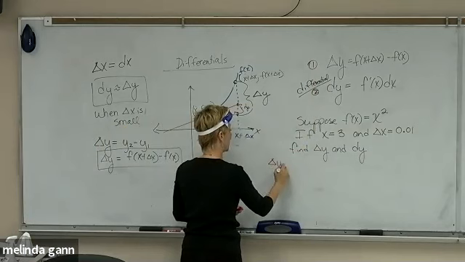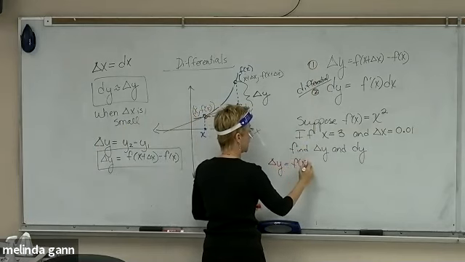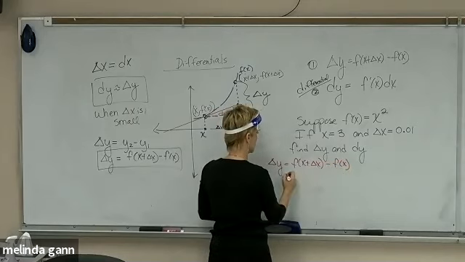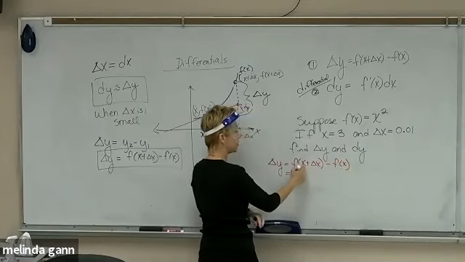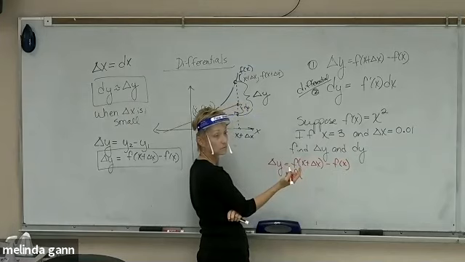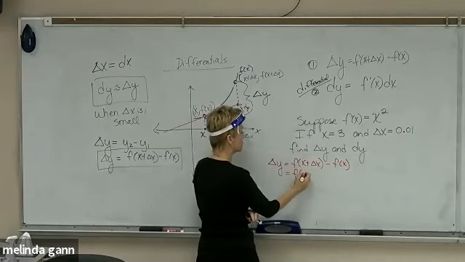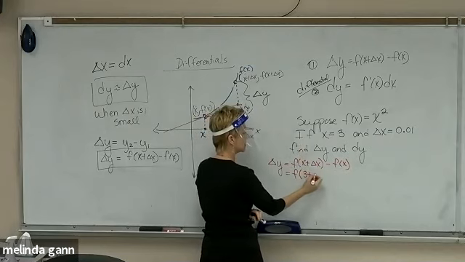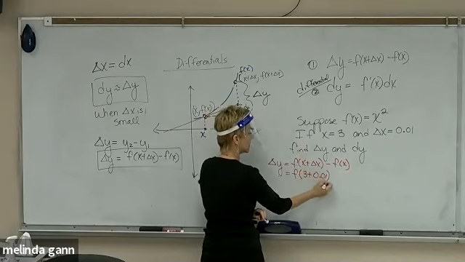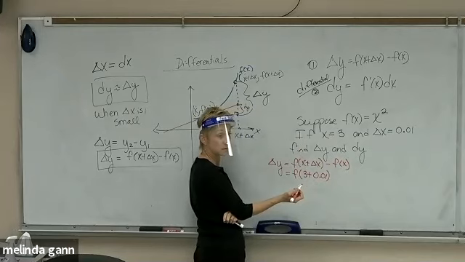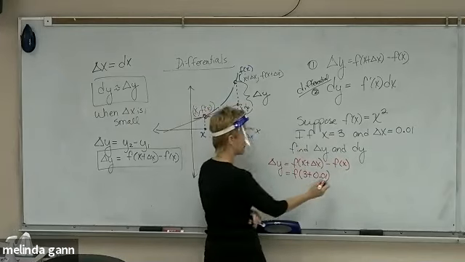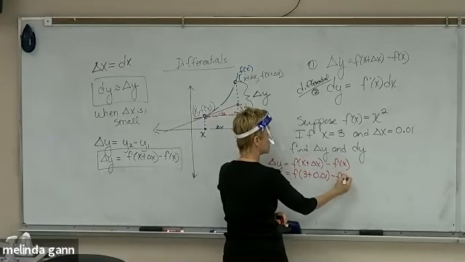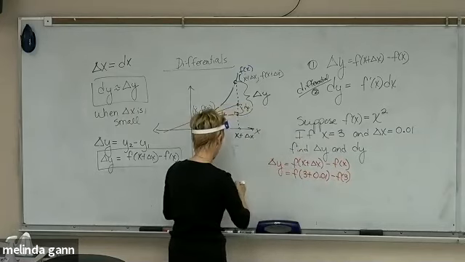Look at delta y: f of x plus delta x minus f of x. So in this problem, what's our x value? 3. Plus, how far are we moving over? What's our change in x going to be? Isn't it 0.01? Everybody okay? Minus f of, now what's my x value? It's 3. So does everybody understand what we're saying?